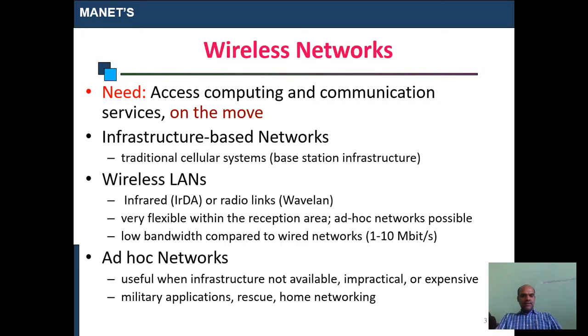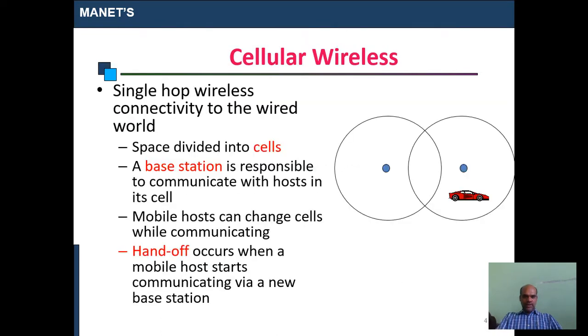Ad hoc networks are useful when infrastructure is not available and when we have a very short range. For example, if you want to establish a network below a 10 meter range, it is not possible with the existing infrastructure. So in that case it is possible to establish ad hoc networks instead of establishing a very expensive wired network or some other sort of network. These are used in military applications, rescue, as well as home networking.